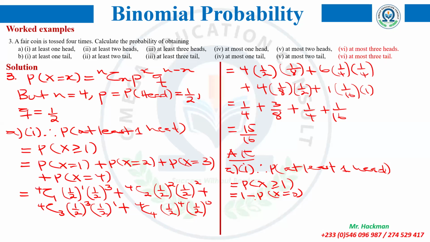Now it means this will be equal to 1 minus P0. x equal to 0 will mean 4 combination 0 into 1 over 2 to the power 0. I hope you are following. Then into 1 over 2 to what power? To the power 4. I'll move on to the next slide, then we'll continue from there.